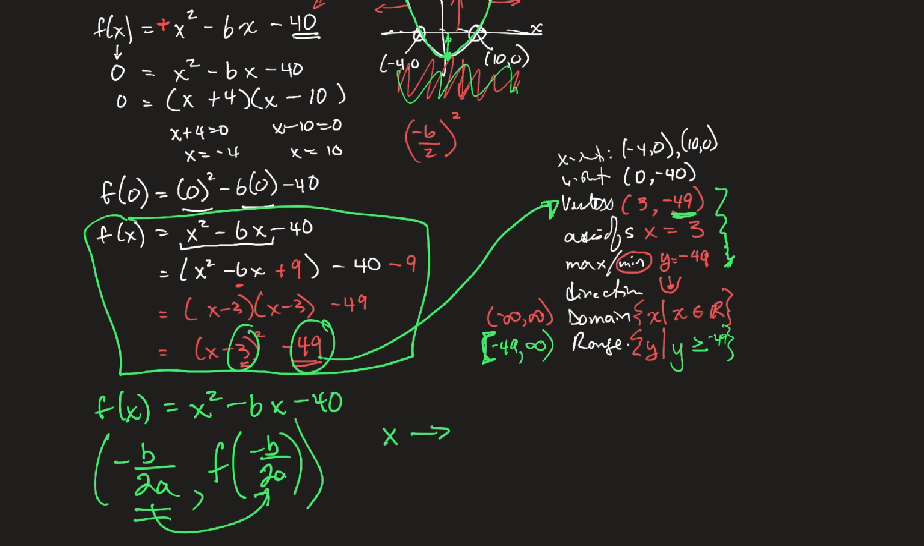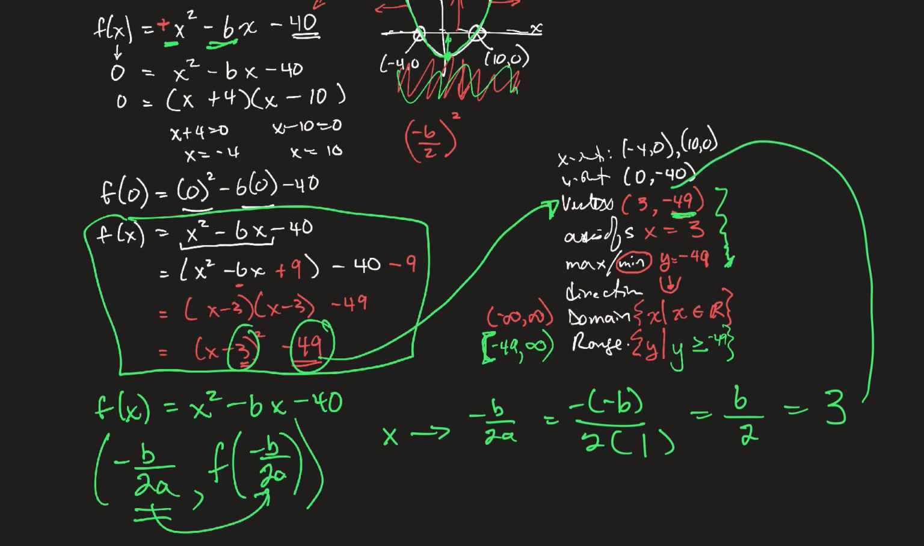So the x coordinate of the vertex, minus b over 2a. So minus, I should have a comma there, sorry. Minus b over 2 times whatever a is. b is a negative 6, right there. And a is the number out front, which is a 1. So negative negative 6 would be a positive 6 over 2, which is 3. And that's the same as I got doing it the other way.